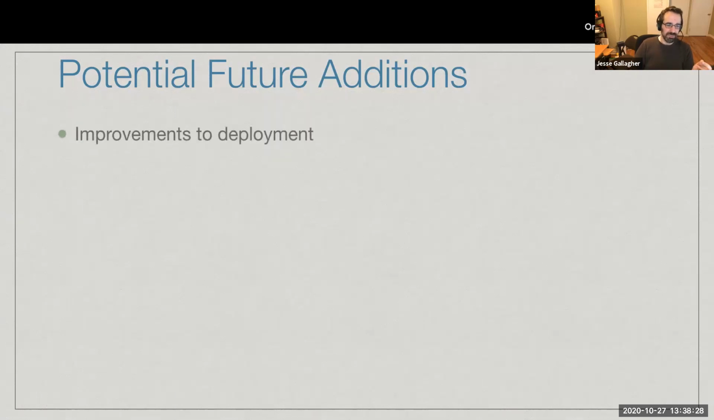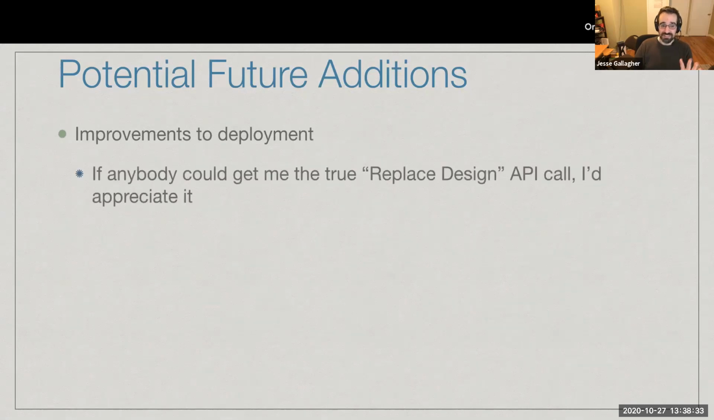So I want to do some deployments or improvements to deployment. And if anybody knows the secret replace design API call that Notes uses, and you could secretly tell me, I would be extremely happy about that, because that is a real bugbear for me. I would love to do a Docker-based build runtime. Actually next month, there's an OpenNTF webinar about Docker. If you attend that, this will make a little more sense, but this would make things even more consistent and a little more portable.